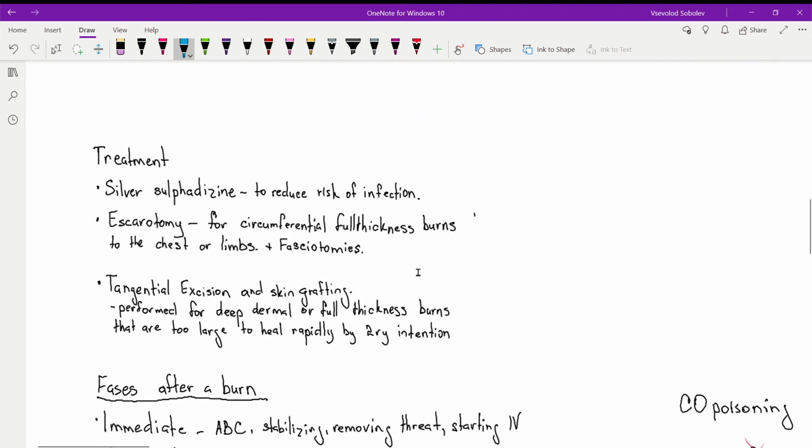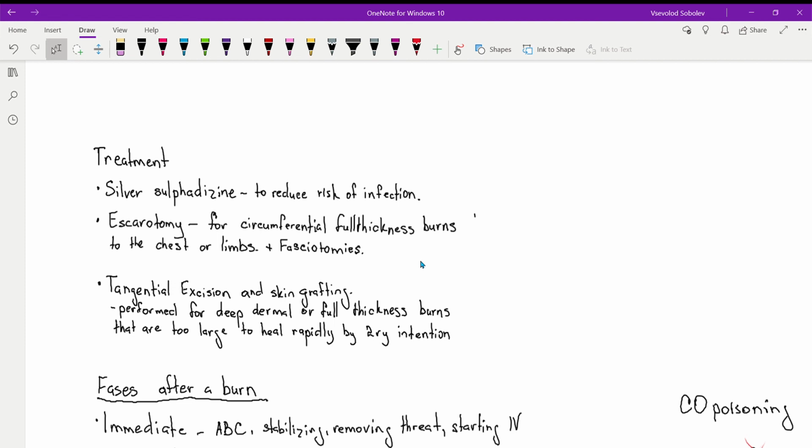Okay. Treatment of the wounds. Treatment of the wounds is done with silver sulfadiazine, which is antibacterial and reduces infections. Then the inelastic, leather-like skin has to be treated with escharotomies, especially for circumferential full-thickness burns to the limbs, or fasciotomies.